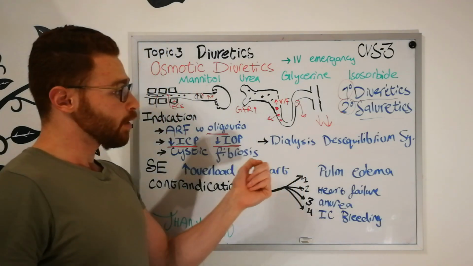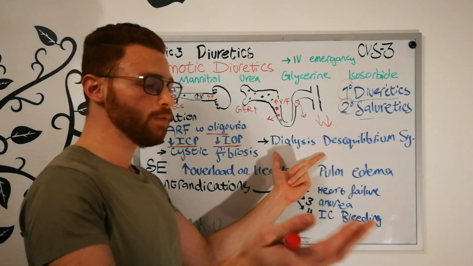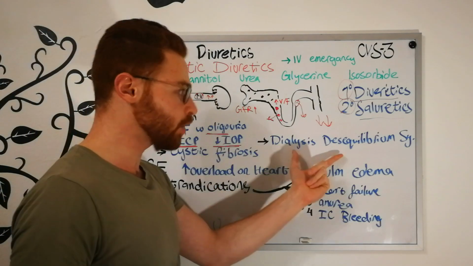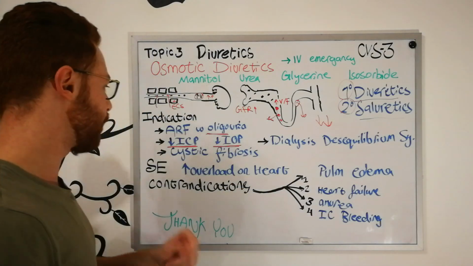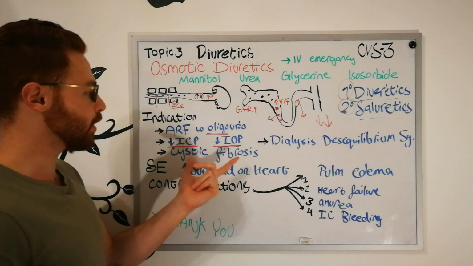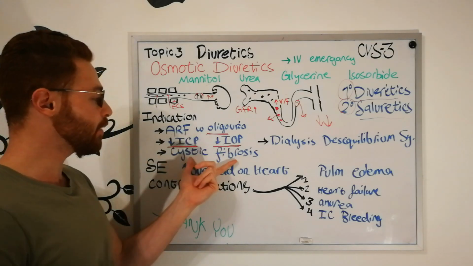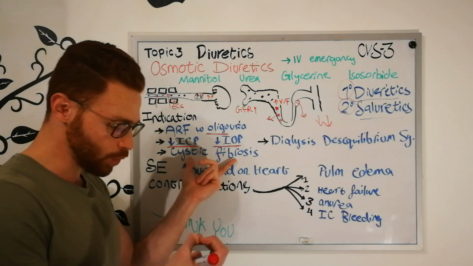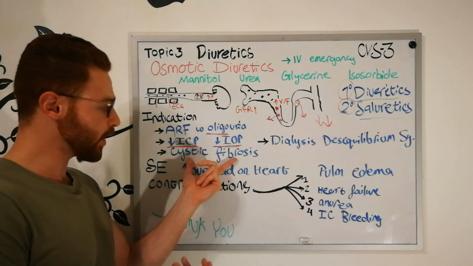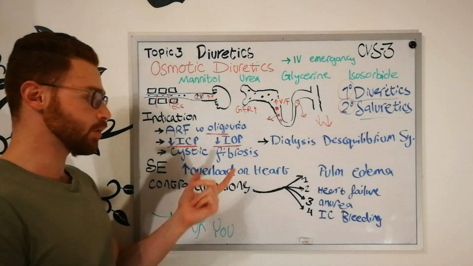Now, we can give the osmotic diuretics in this case in order to move the water back to the circulation and decrease the edema. Now, the fourth use is cystic fibrosis. So basically, it is almost the same. It is going to keep the water in the mucus, in the bronchi, and this is going to make it less viscous and we can cough it out easier.